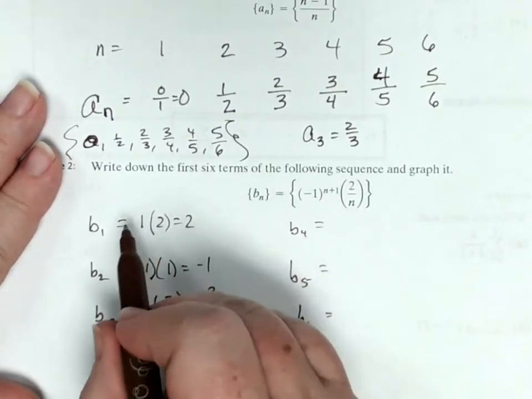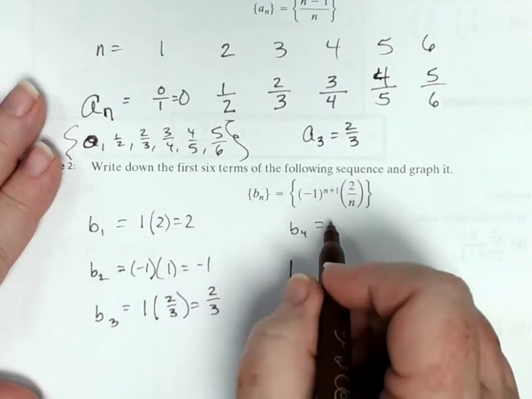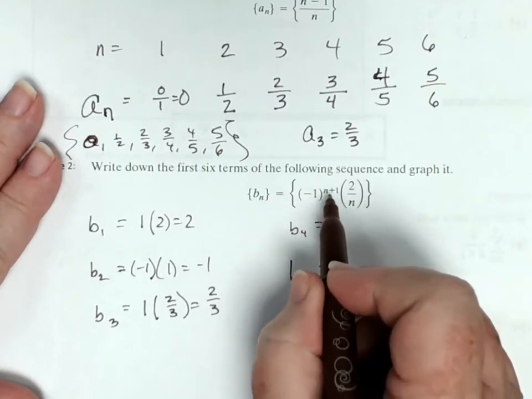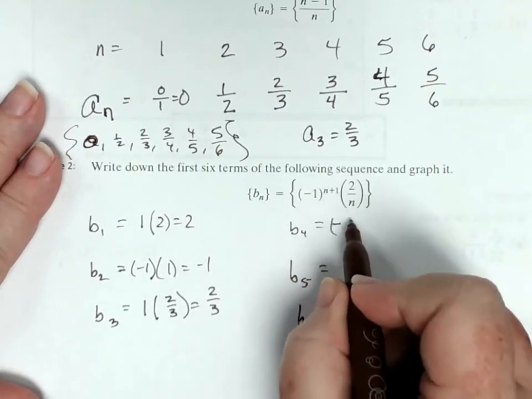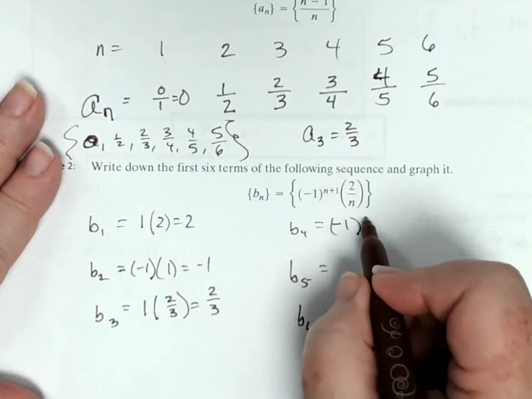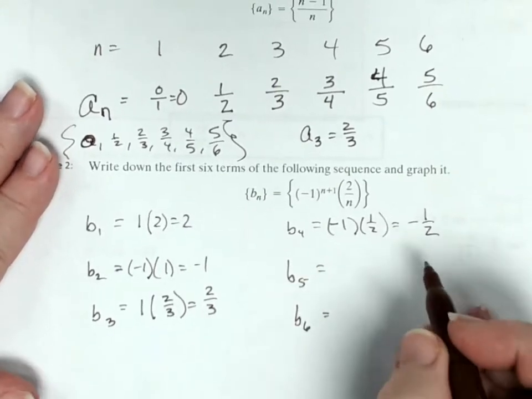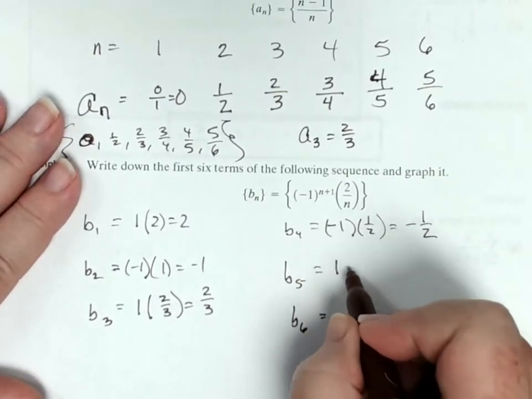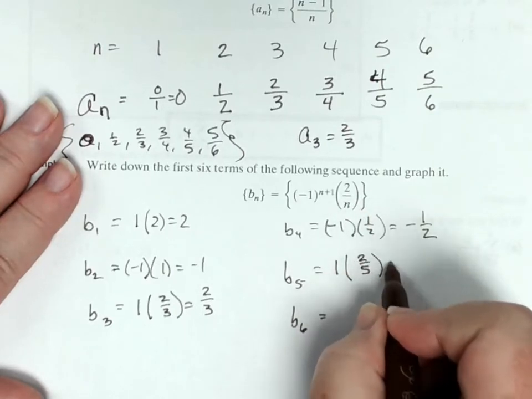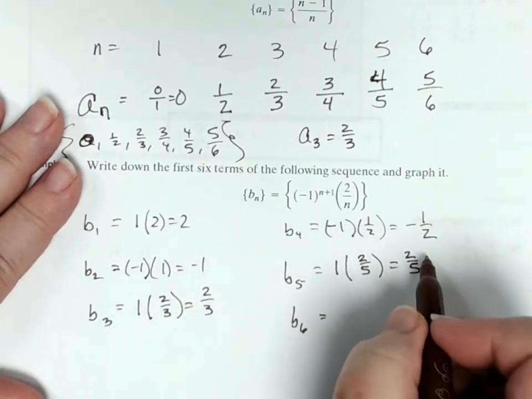Are you noticing the pattern that it went positive, negative, positive? What do you think this one's going to be? Well, it's negative 1 to the fifth power, which makes it negative, and then 2 over 4, which is 1/2. So that's negative 1/2. Our next one is going to be positive again. 2 over 5. 1 times 2/5 is 2/5. See, it went positive, negative, positive, negative, positive.